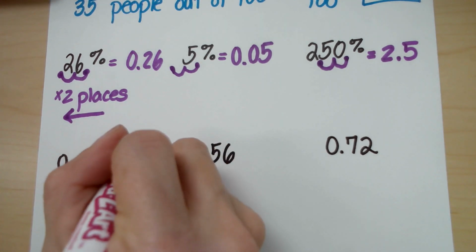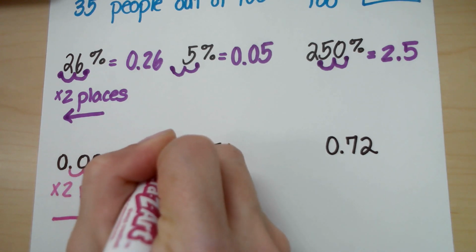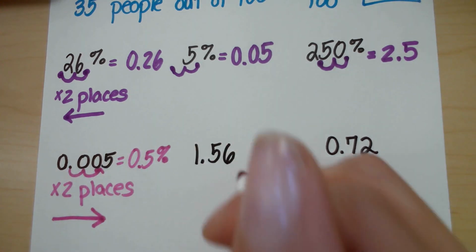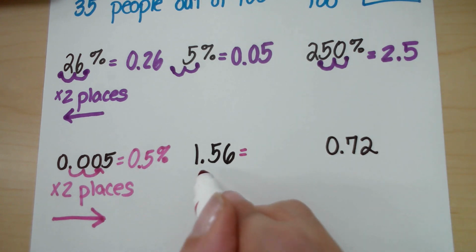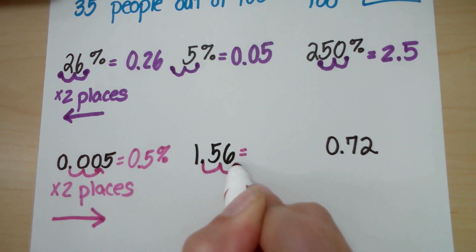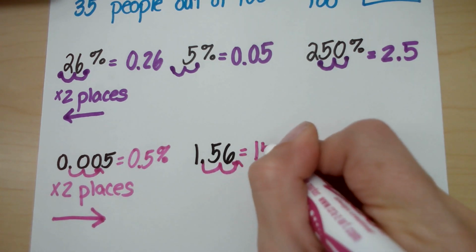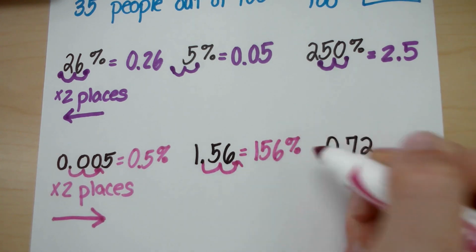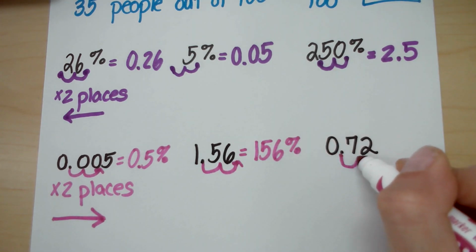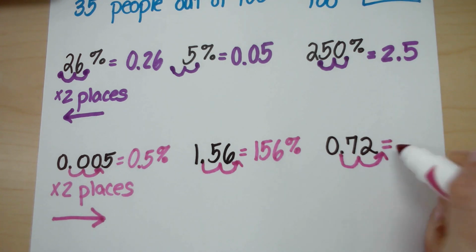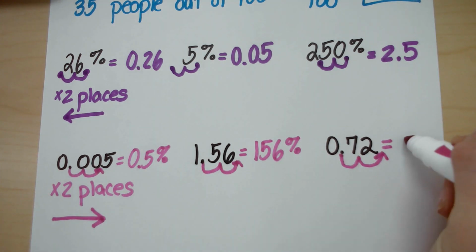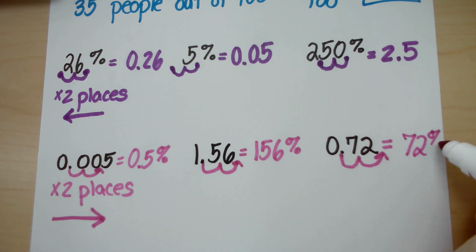That equals 0.5%. For 1.56, let's move our decimal to the right 2 places, and that's 156%. And then lastly, we move our decimal 2 places to the right for 0.72, and that is 72%. All right, so that's our conversions, how we would rewrite decimals and percentages in different situations.